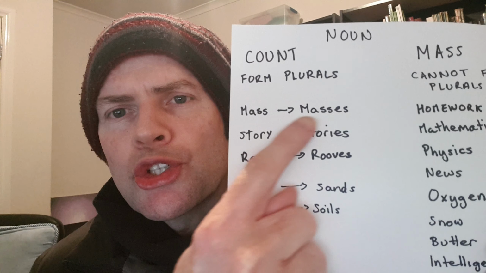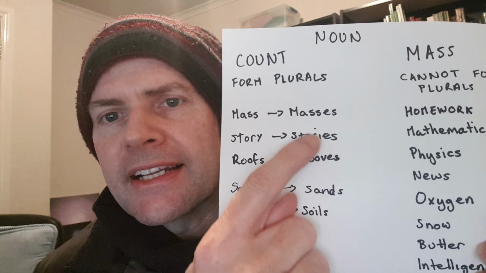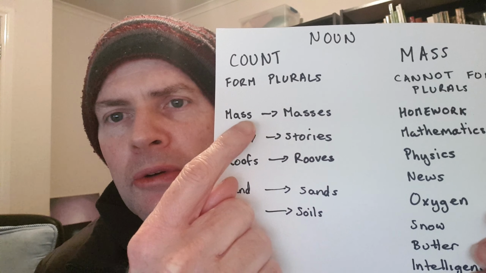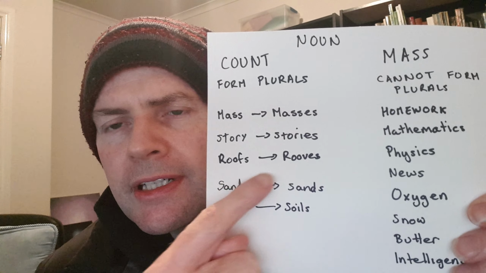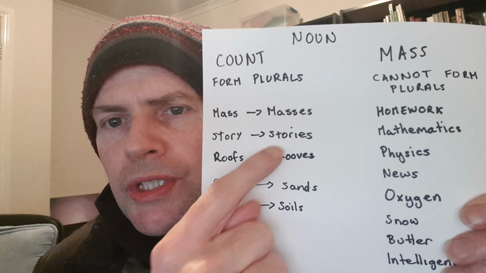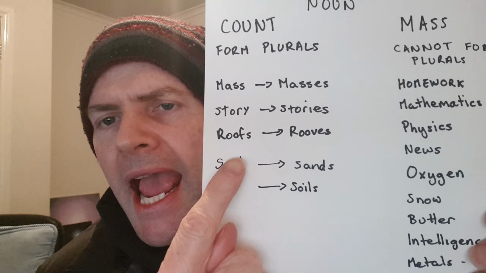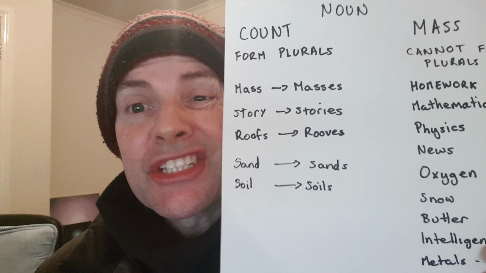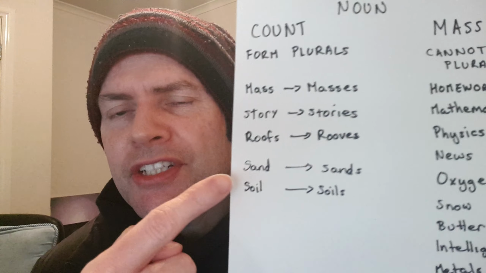So we've got mass, you can turn into masses. We have story, you can turn it into stories. You see how the endings change with whatever the ending of the original noun is. Then we've got roof and roofs. You can see the base of the word changes. You don't really need to know the actual grammatical naming of this. It just gets too complicated. So just make it simple. You need to learn each of these individually.